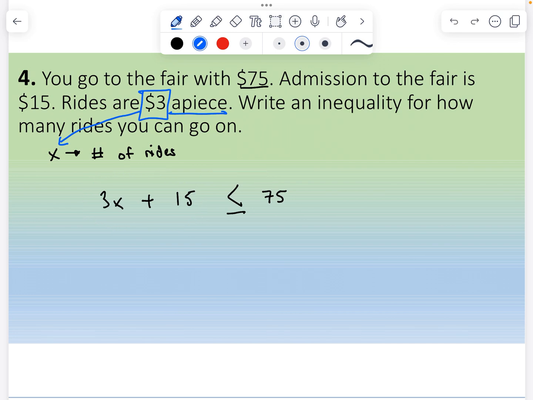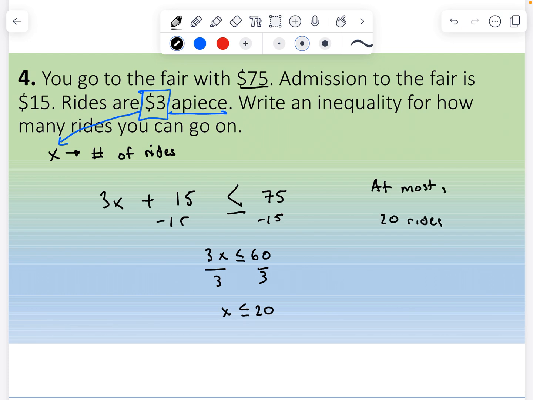Okay, and then we're going to solve like normal. Subtract 15, get 3x is less than or equal to 60, divide by 3, and I get x is less than or equal to 20. So in this problem, you can ride at most 20 rides.